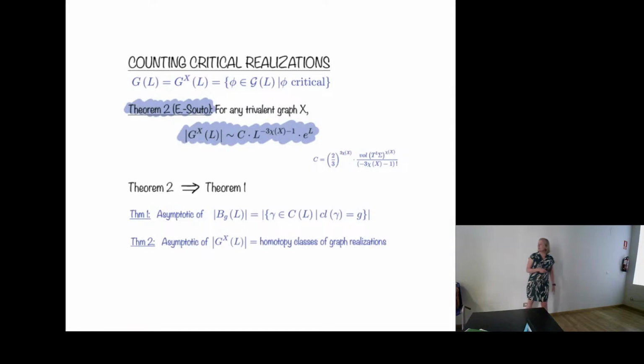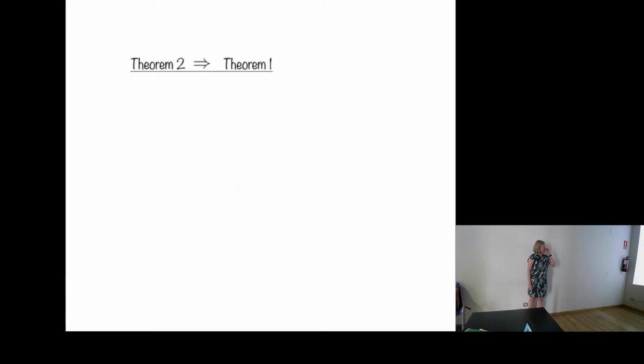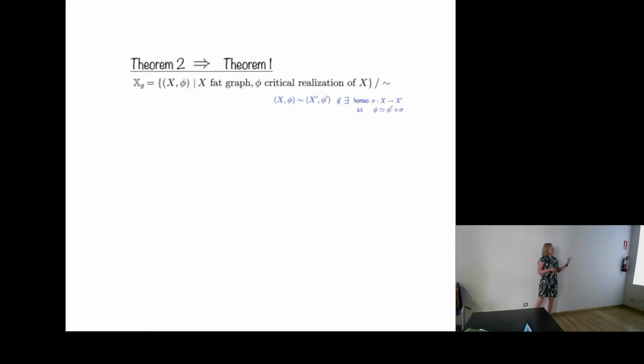I feel like I'm going very quick, so stop me. Too fast. All right. So why is this? So what we do, we have fat graphs and we have realizations of actual graphs.